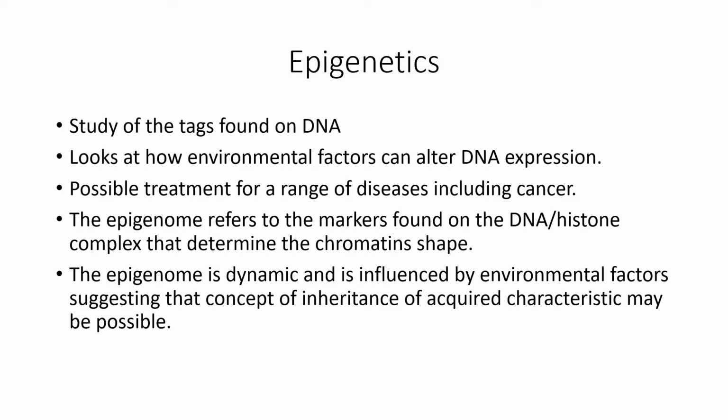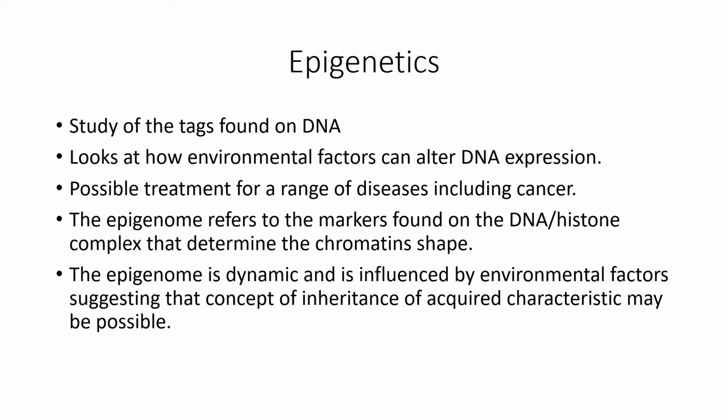We can look at epigenetics in terms of different environmental factors and how the environmental factors can actually alter the DNA expression and how that altered DNA can actually be inherited. The epigenome, which is the part of the extension question earlier, refers to the markers that are actually found on the DNA or histone complexes and determine the chromatin shape.